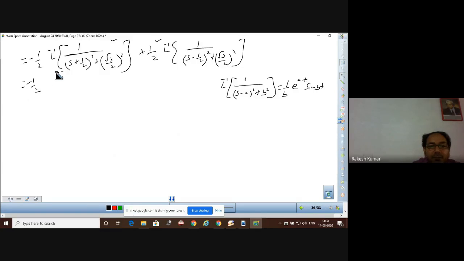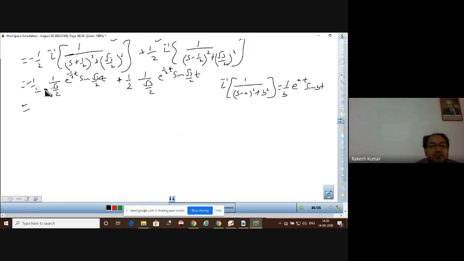Wait. First of all, there should be 1 over b. And what is b here? That is root 3 by 2. So it comes out to be 1 over root 3 by 2 e raised to power minus 1 by 2 t into sine of root 3 by 2 t. This is the first term, and the next term is 1 by 2, 1 upon root 3 by 2, 1 over b, and that will be e raised to power 1 by 2 t into sine of root 3 by 2 t.